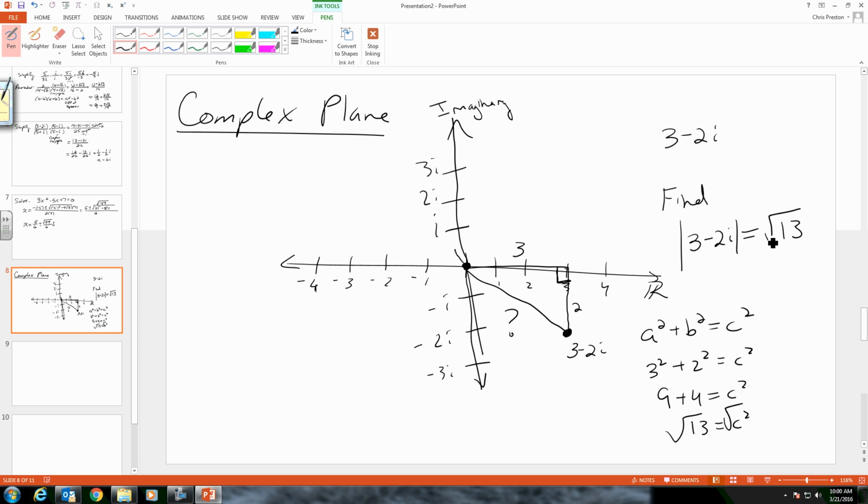And again, it's positive. Normally if I'd solve a problem like this, I'd say plus or minus, but since we're talking about a distance, it's positive. So it's got to be the positive square root of 13. So absolute value always still comes out to be a positive number. So that's something we can do. We can plot complex numbers in the complex plane, and we can find their absolute values.